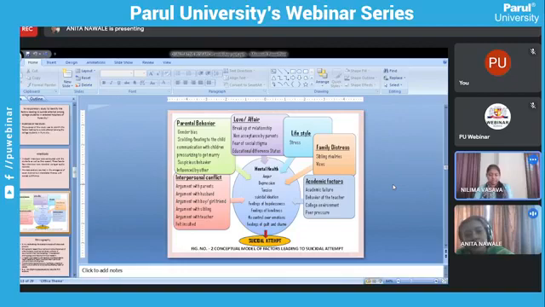Now it's visible. In this model, there are seven themes which emerged from the data which I collected from the students. So, the first theme was interpersonal conflict.